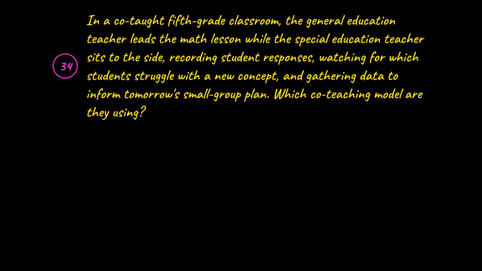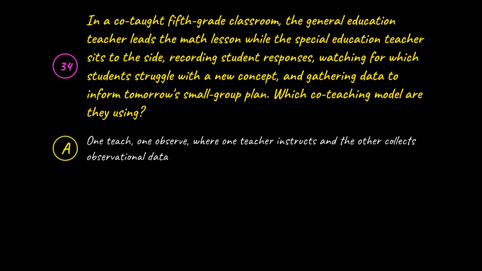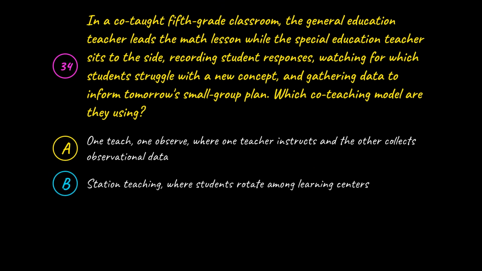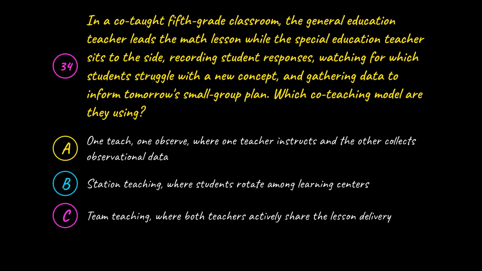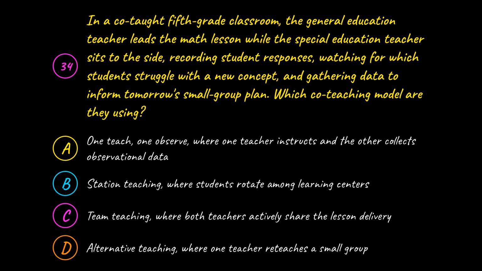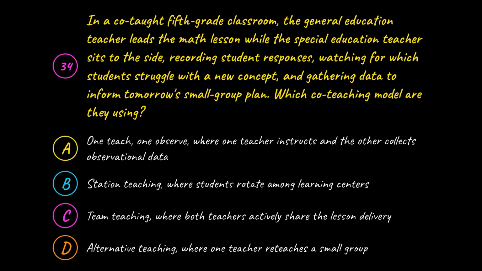Your options are A. One teach, one observe, where one teacher instructs and the other collects observational data. B. Station teaching, where students rotate among learning centers. C. Team teaching, where both teachers actively share the lesson delivery. D. Alternative teaching, where one teacher reteaches a small group. Take a second, which answer would you pick?